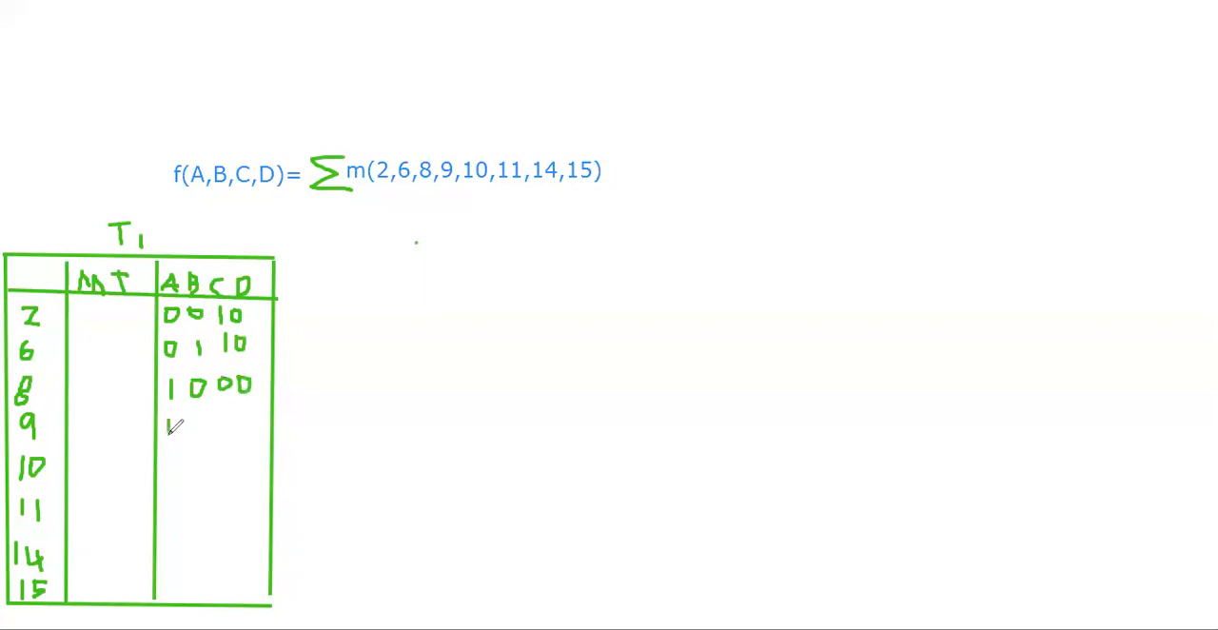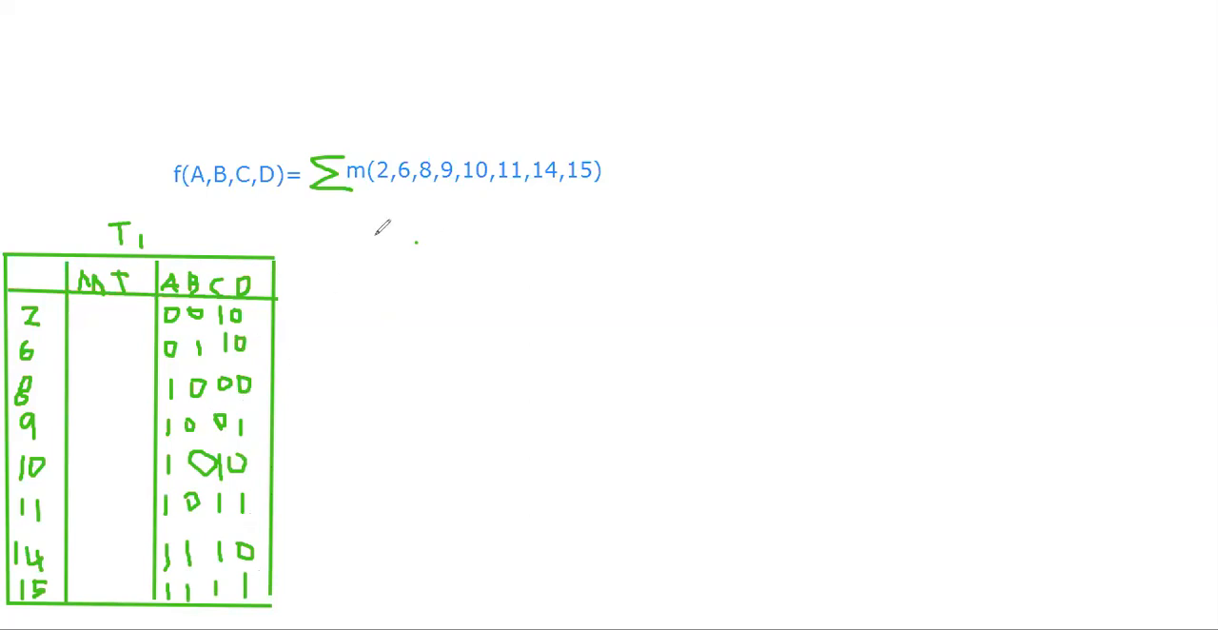For 9, it is 1, 0, 0, 1. For 10, it is 1, 0, 1, 0. For 11, it is 1, 0, 1, 1. For 14, it is 1, 1, 1, 0, and 15 is 1, 1, 1, 1.